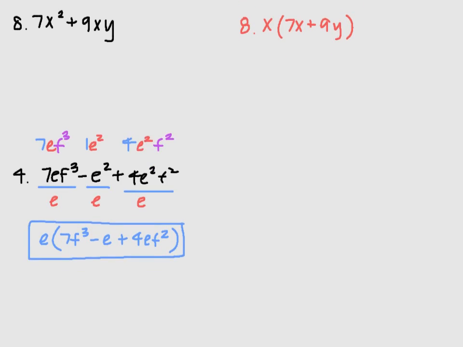Again, if I wanted to check to make sure that I did this correctly, I would take the factored form, distribute the E to all three of the terms inside of the parentheses, and just make sure that it matches with the trinomial that I started with. So E times 7F cubed is 7EF cubed. E times negative E is negative E squared. And E times 4EF squared is positive 4E squared F squared. So checking to see that this trinomial matches the trinomial that I started with, it looks like they are the same, so that means that I checked my answer and it is correct.